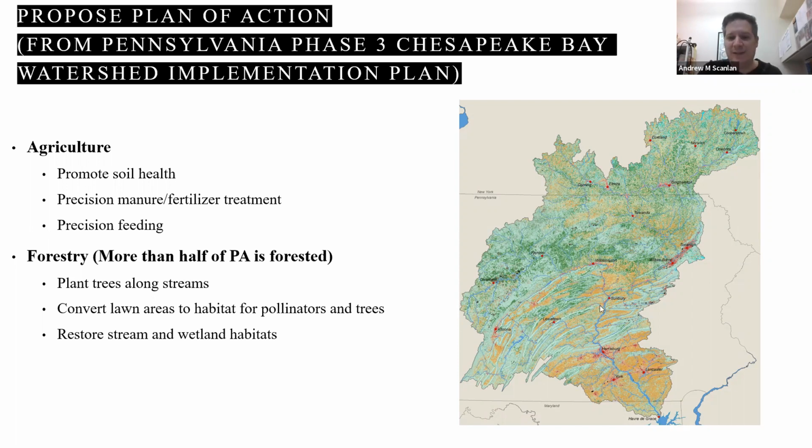So here we have the Susquehanna River. All these gray areas are farmlands. So doing better riparian or buffer zones around the streams around the Susquehanna River, and also converting lawn areas to habitat for pollinators and also trees as well. Any place where you can plant a tree that's feeding into the Susquehanna River, they're saying we should plant these trees. And also have a bigger push to restore stream and wetland habitats.